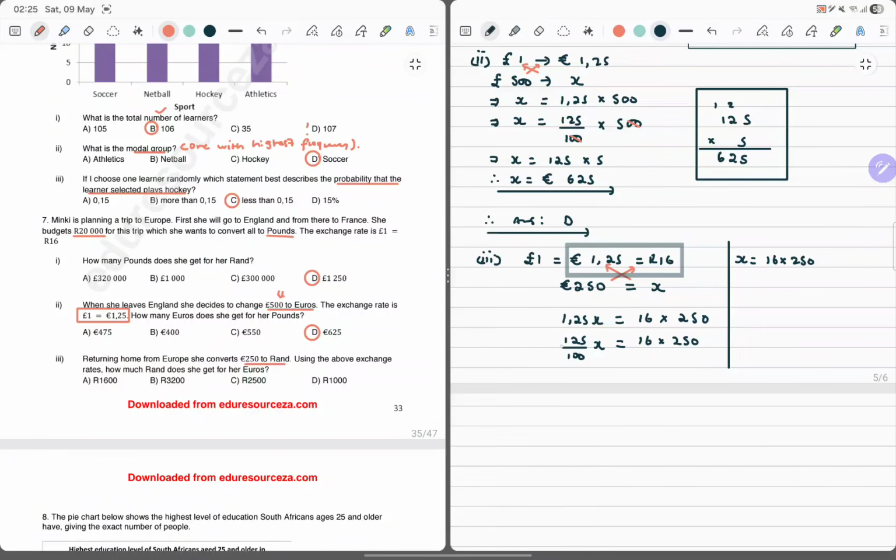Now, when we divide by a fraction, we simply multiply by its reciprocal.